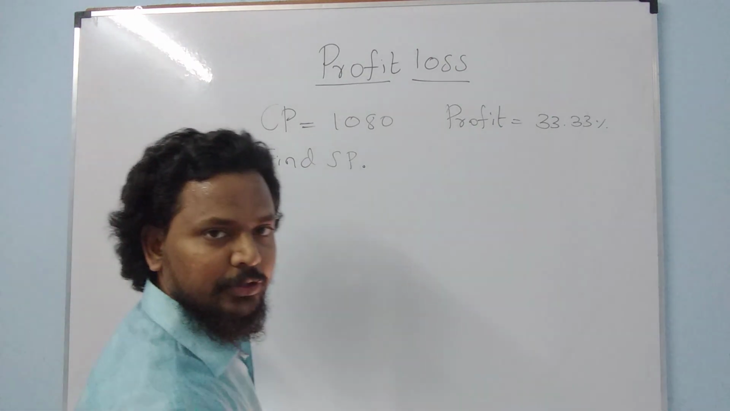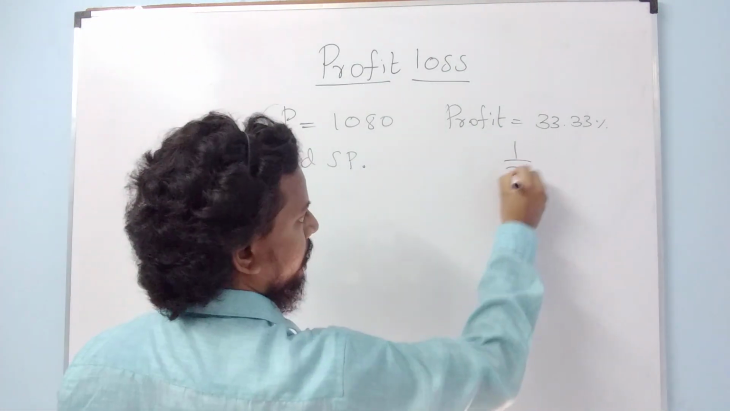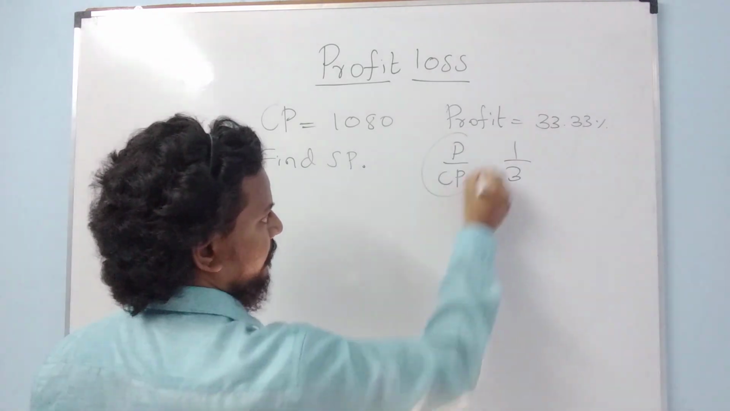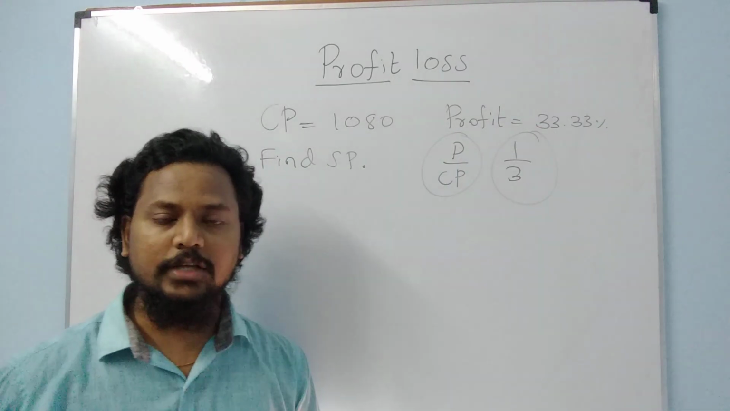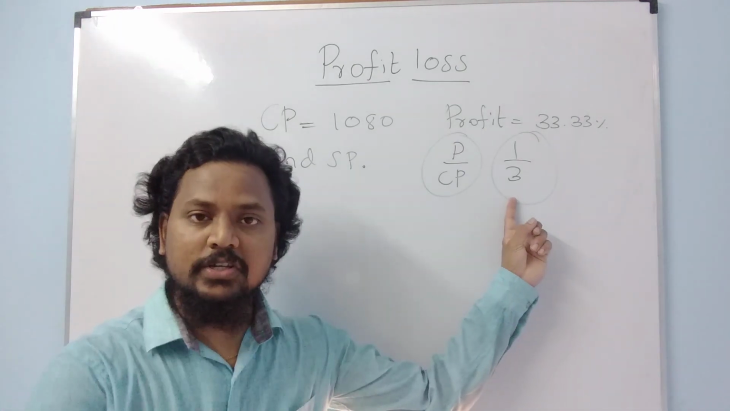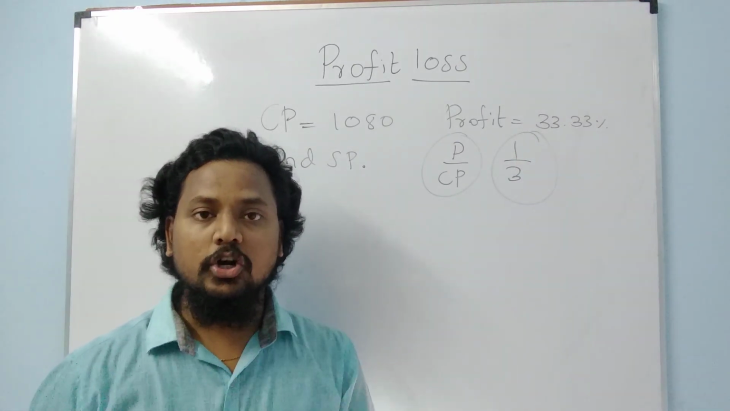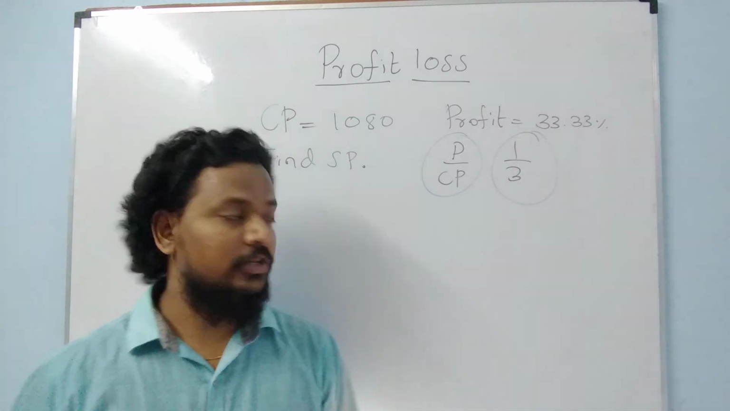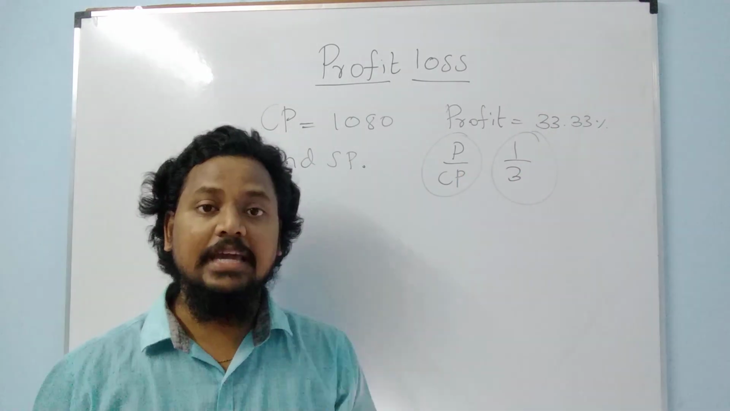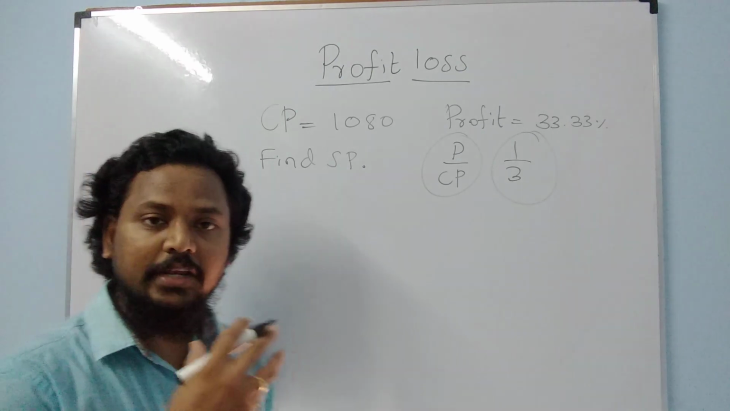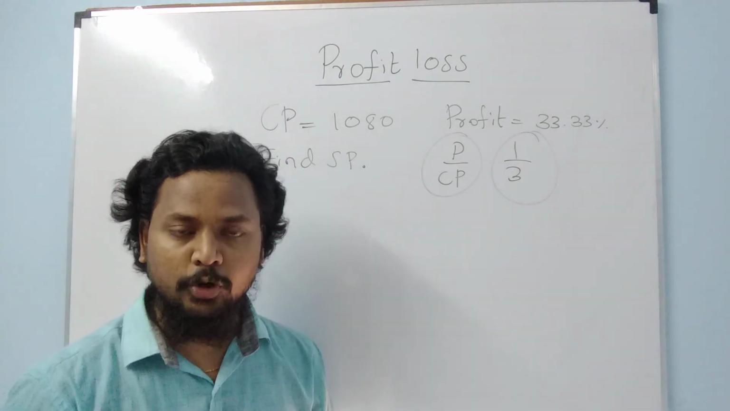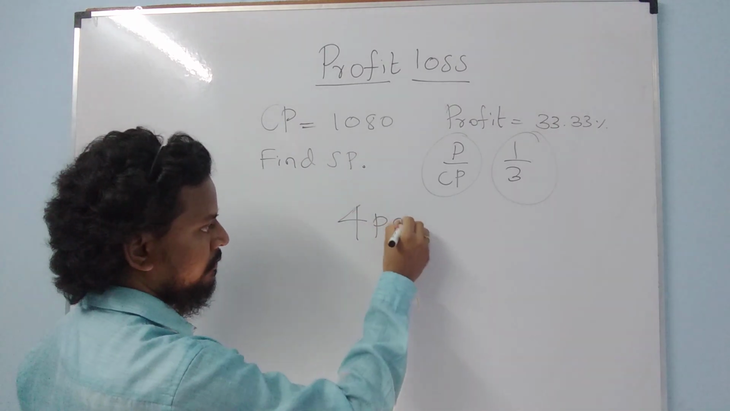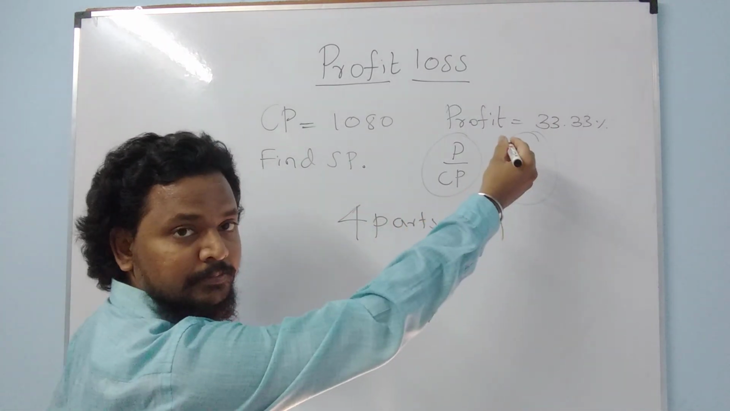What is 33.33% in fraction? 1 over 3. What is 1 over 3? Profit upon CP. This fraction is given like this. So what does it mean? 3 parts I invested, 1 part I gained. Sorry, not lost, 1 part we gained. So after investing 3 parts, I gained 1 more part. Meaning totally how many parts? 4 parts. Because it is a profit, we should add: 4 parts.